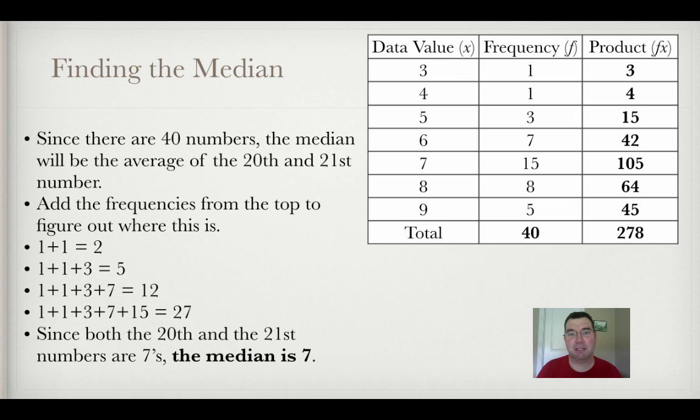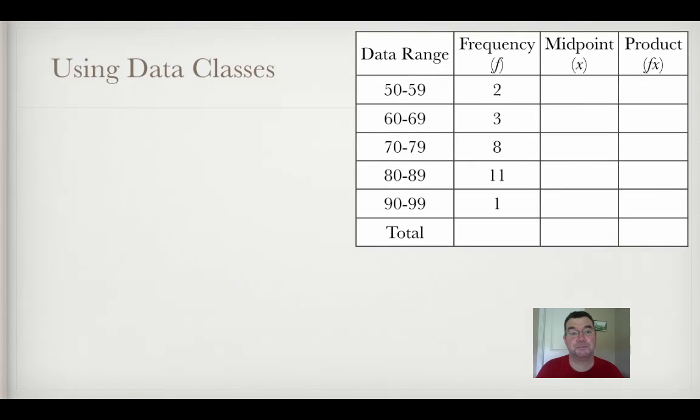Which is the average of the 20th number, the 7, and the 21st number, the other 7. The average of 7 and 7 is 7. So the median must be 7.